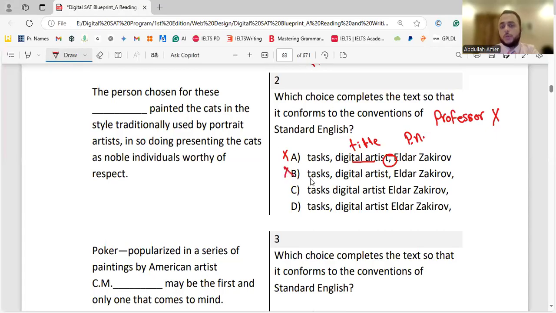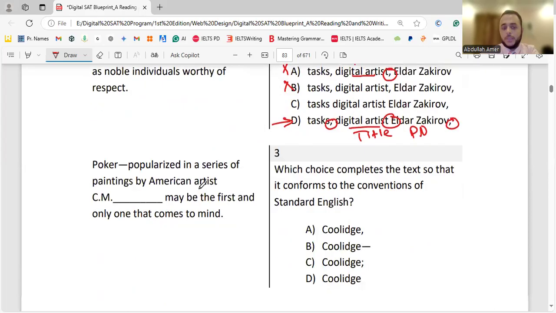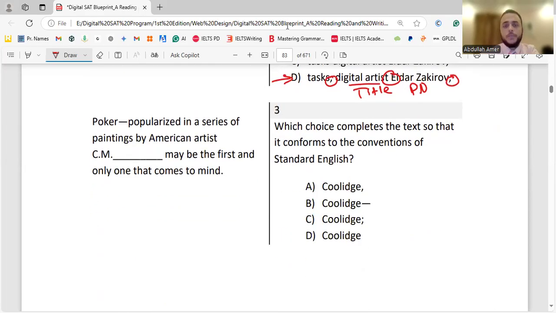So that's why also B is wrong. Now let's look at C and D. D is the only correct answer. Why? Because digital artist Eldar Zakirov, the title and the proper noun, both of them are together without any sort of punctuation here. This is the first thing. The second thing is we have two commas, one before and one after the non-essential element. So the correct answer is D. Now go to number 3, please.